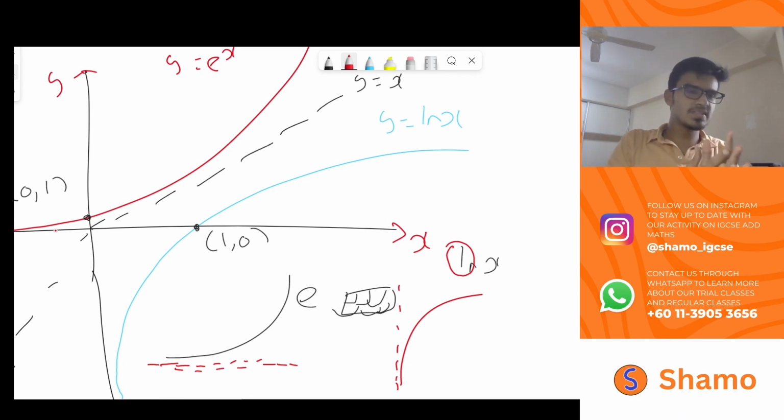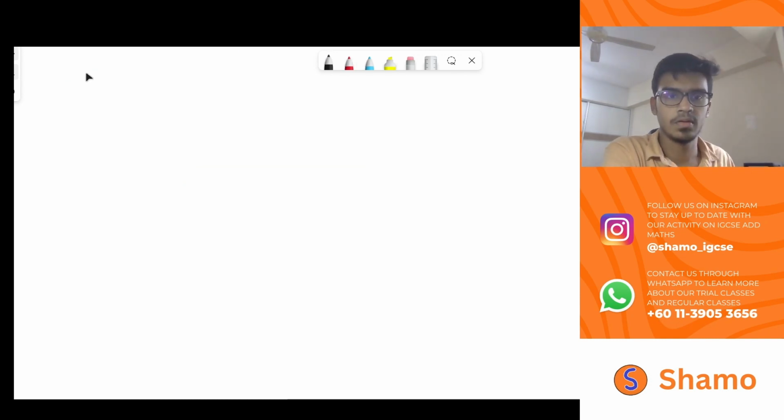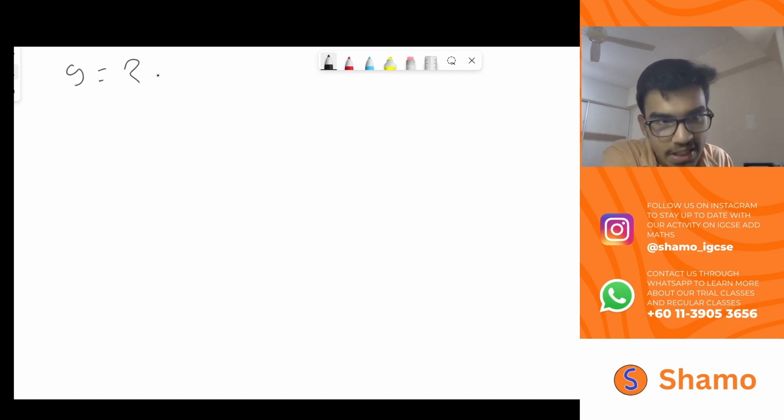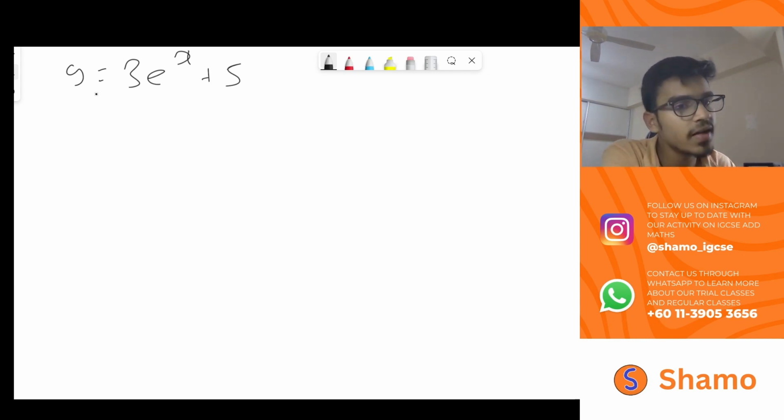Now let's go to slightly more advanced functions. e power x and ln x are the standard functions, right? What about e power x plus 2 or 2 ln x minus 3? Let's go a bit more advanced. Now suppose our graph instead is 3e to the power x plus 5. Now, what do you think can happen? Firstly, let's see how the asymptote changes.